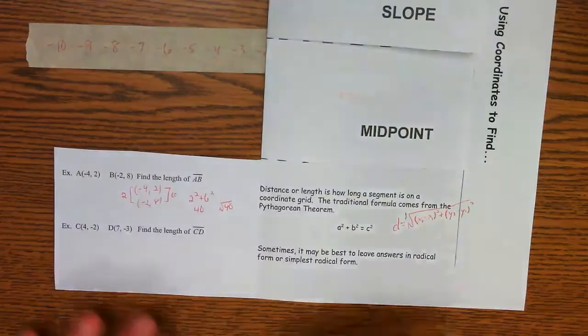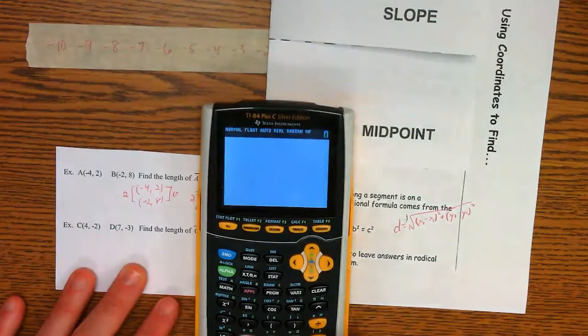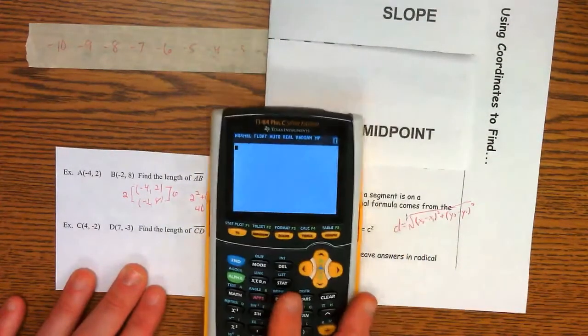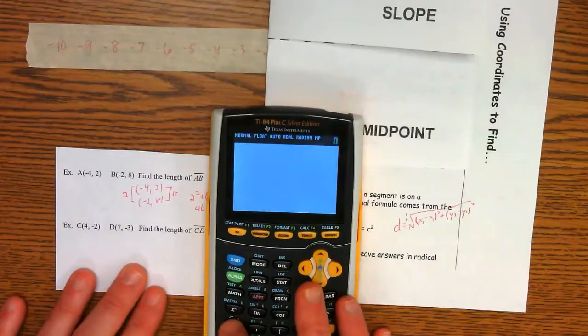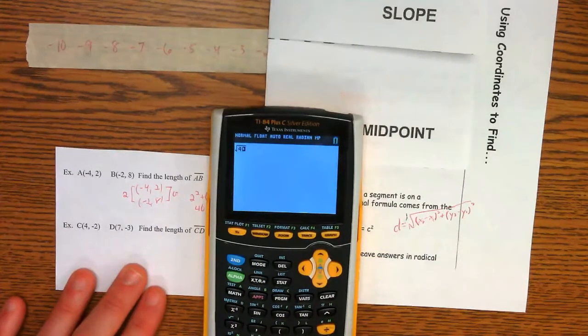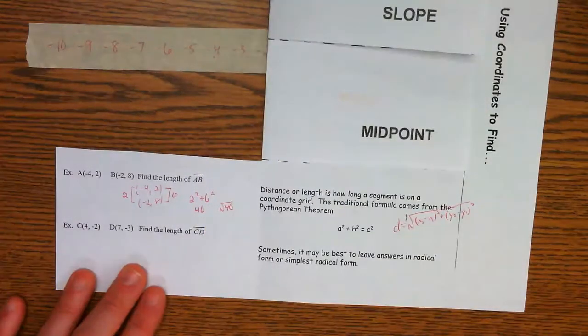This is where you might want your calculator. You might also want it for the 2 squared plus 6 squared. But in any case, second function, square root of 40. And let's round to the nearest tenth, about 6.3.